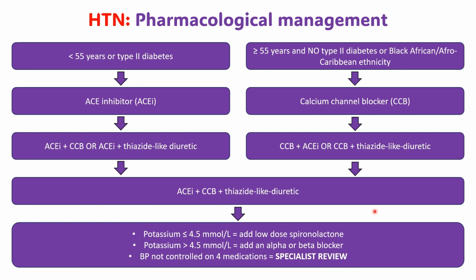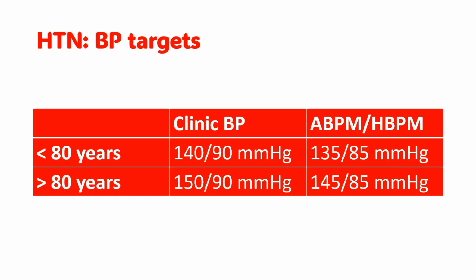Very important that you know this diagram. And then if the patient can't tolerate an ACE inhibitor, you can start them on an angiotensin receptor blocker, such as losartan. Sometimes patients can't tolerate the cough when they're on an ACE inhibitor. So these are just the blood pressure targets for patients less than 80 or greater than 80 in clinic, and also when they're having the ABPM or the HBPM. And this is just for your own reference.